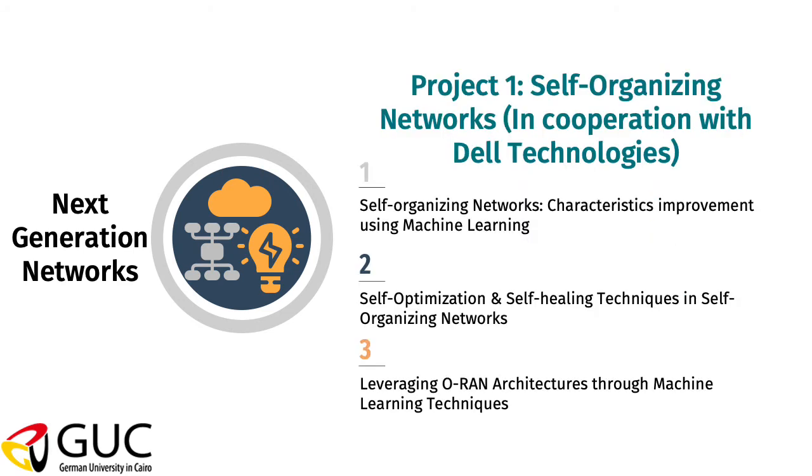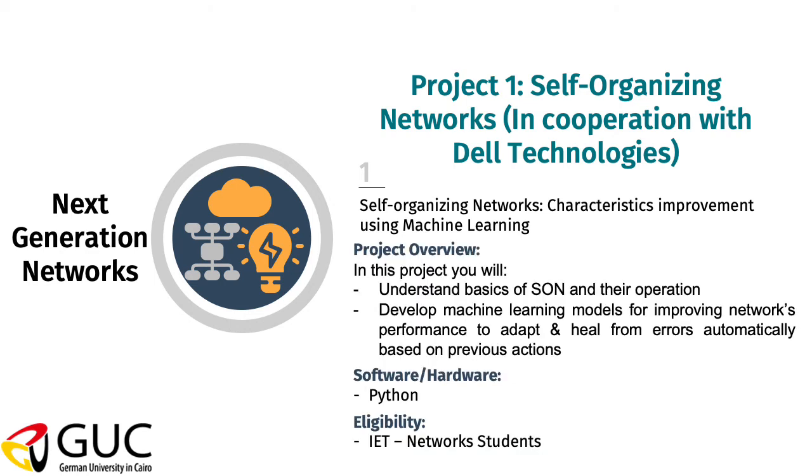Under the first project, self-organizing networks, I have 3 topics offered. The first one is self-organizing networks characteristics improvements using machine learning. In this project, what you are going to be doing is first to understand what self-organizing networks are. They are the state of the art in networks.